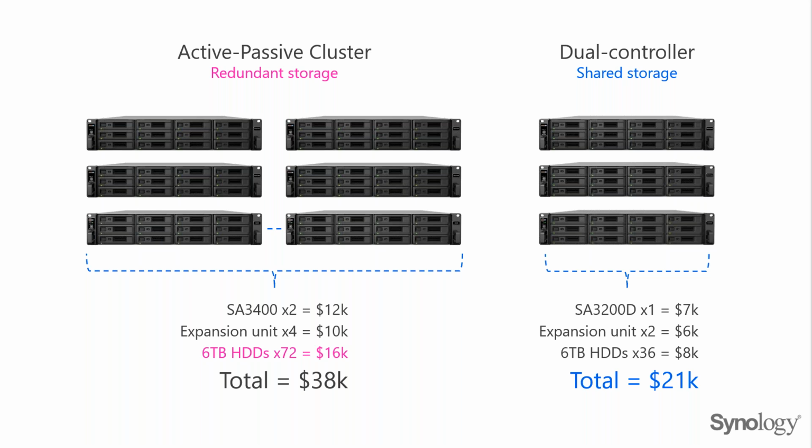So what we have here is an active passive cluster with redundant storage. It's the CSA 3400. Sorry, for hey, 12K.